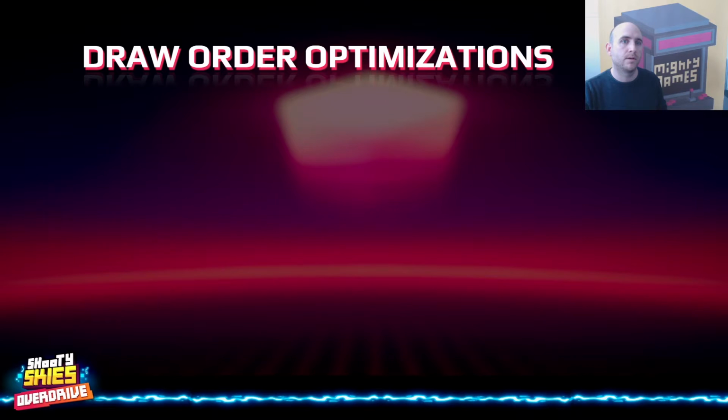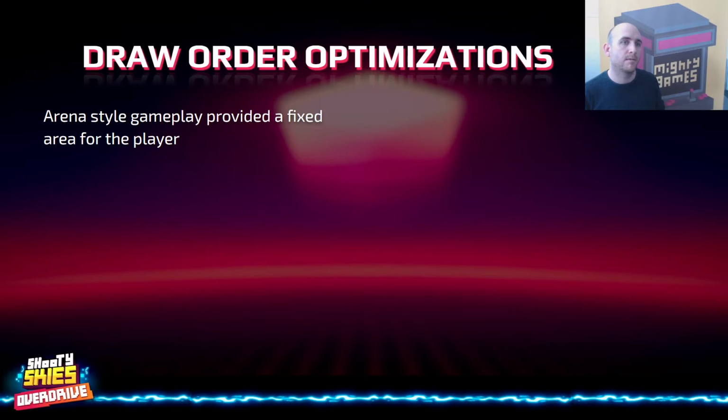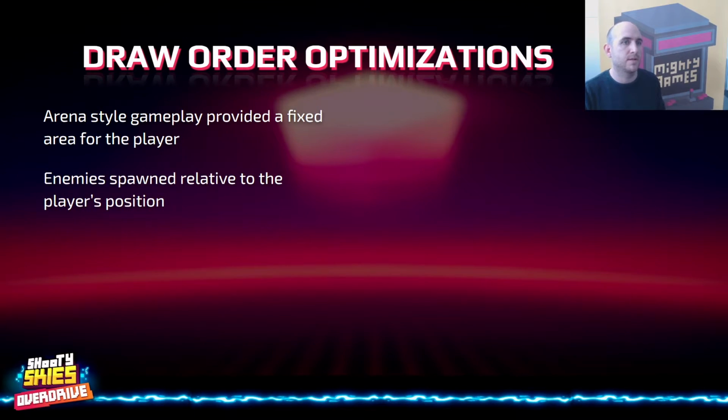Another thing we worked on was making sure that our draw order was optimized correctly. Because it was an arena style game, we had arena style gameplay, which provided a fixed area for the player to be in. So we always knew that the camera was going to render out from the player's position. It's going to be fixed within the world. And enemies would then be spawned relative to the player's position.